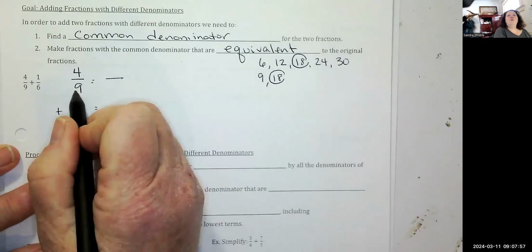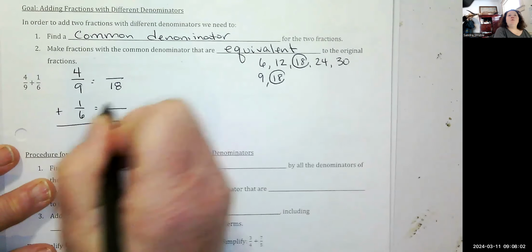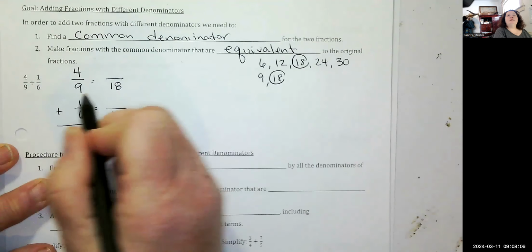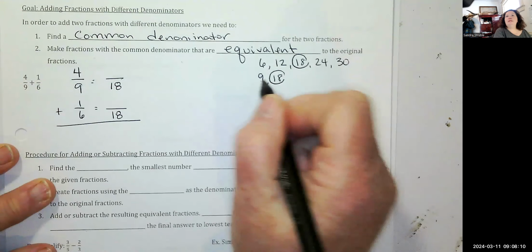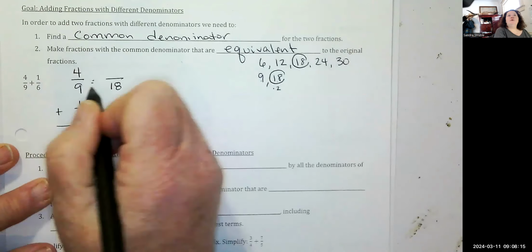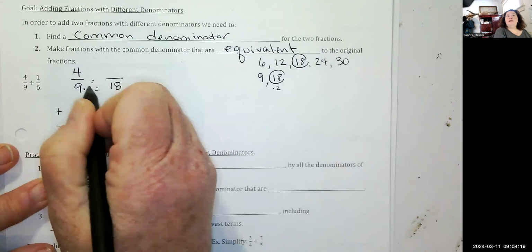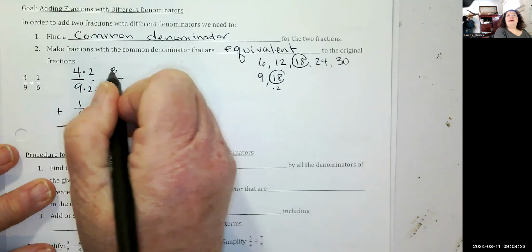What did it take for 9 to get to 18? And what did it take for 6 to get to 18? So let's look at the 9 first. 9 times what is 18? Well, 9 times 1 was 9, 9 times 2 is 18. So we took 9 times 2 to get 18. What you do to the denominator, you have to do to the numerator. 4 times 2 is 8.